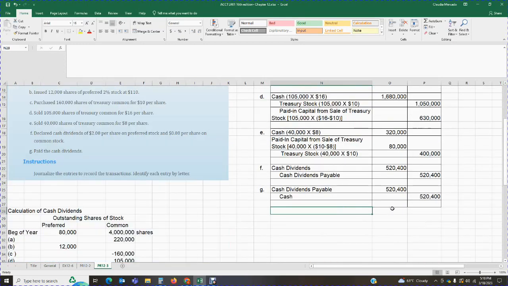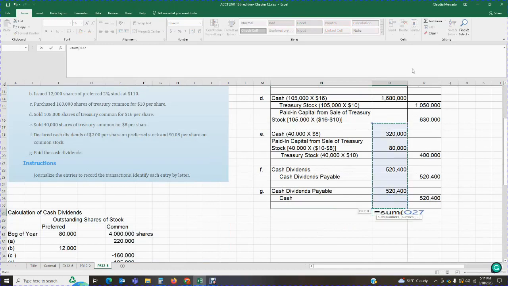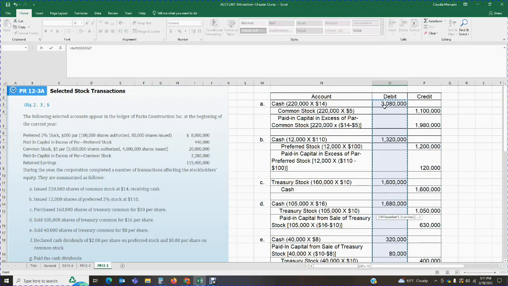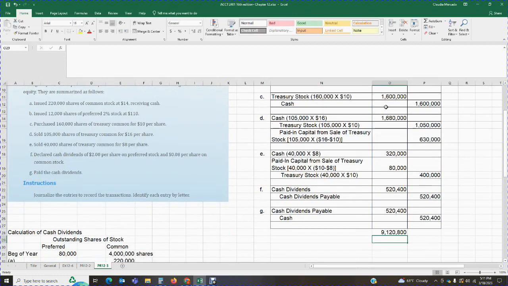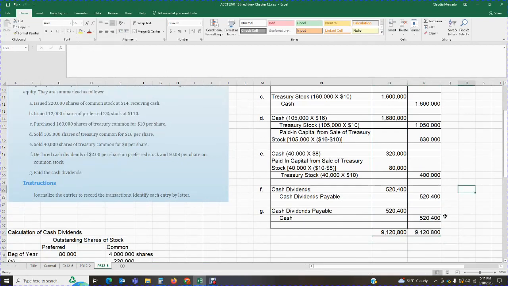I just like to be on the safe side. I like to make sure that my debits equal my credits. So I'm just going to do a quick sum. That way I can figure out, does my debits equal my credits? Am I in balance or do I need to go back and review my work? But everything seems to be okay. Both my debit and credit columns equal 9,120,800. Okay. So this is problem 12-3.